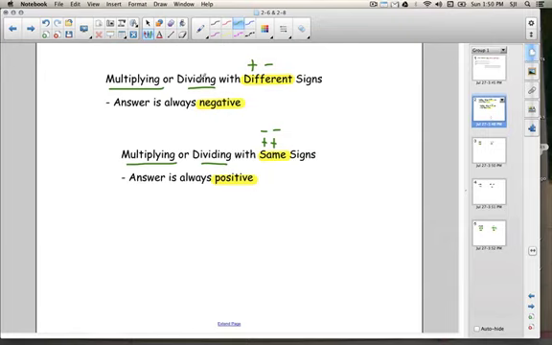So that's how you apply these two rules for multiplying and dividing integers. Remember, if they have different signs, one's positive and one's negative, the answer is going to be negative. And if you're multiplying or dividing integers that have the same sign, like they're both negative or they're both positive, your answer is always going to be positive. And remember, these rules only apply for when you're multiplying or dividing integers.